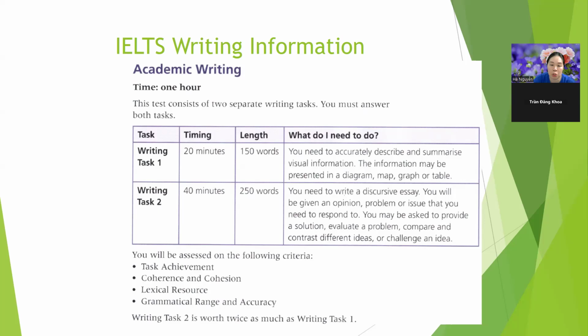Okay, so you need to accurately describe and summarize visual information. The information may be presented in a diagram, a map, a graph, or a table. So basically, you're writing a report. Some documents call task 1 report writing. That's why the language needs to be objective. No personal opinion or explanation needed for task 1.